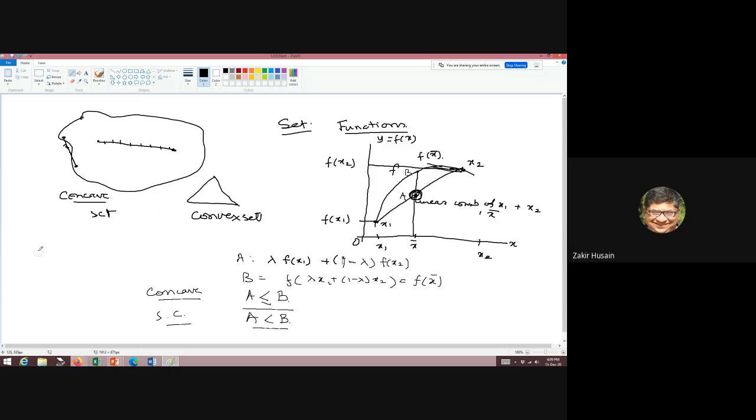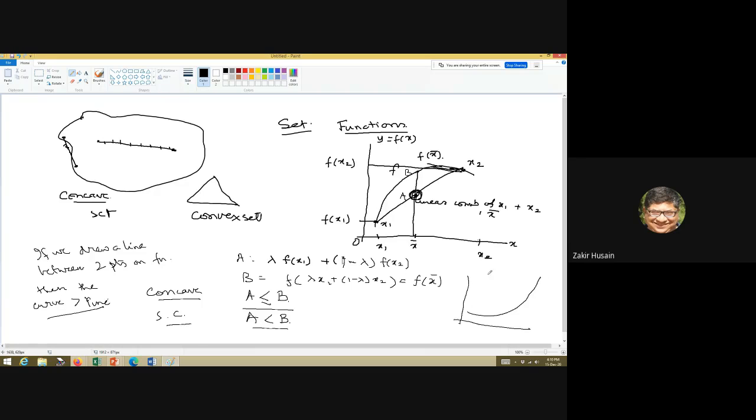So if we draw a line between two points on the function, then the curve will be above the line. Okay, so this line, it is above. And if we are talking about convexity, it is obviously the opposite. So here, I think I'll draw a fresh one.